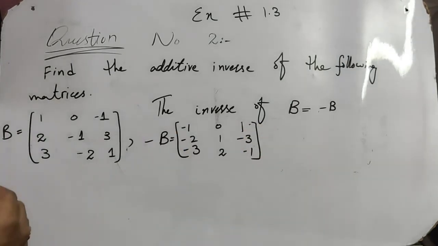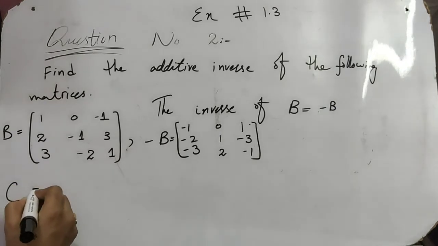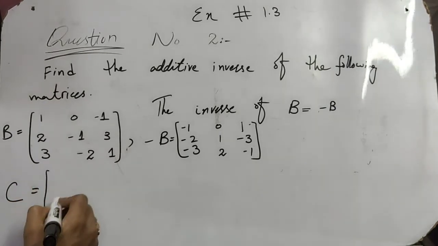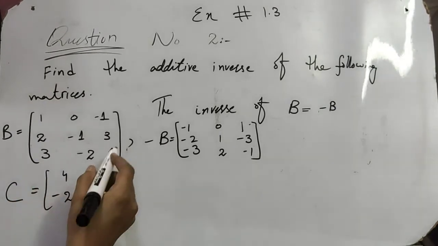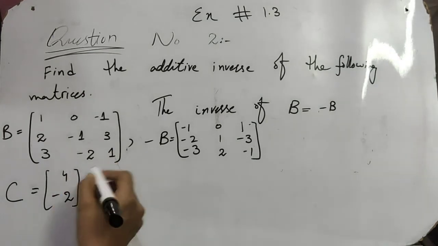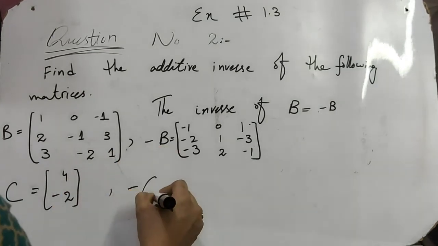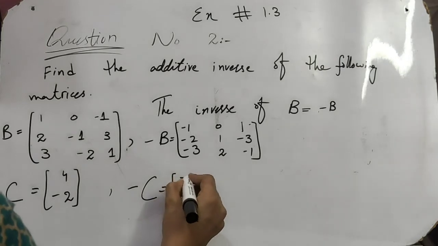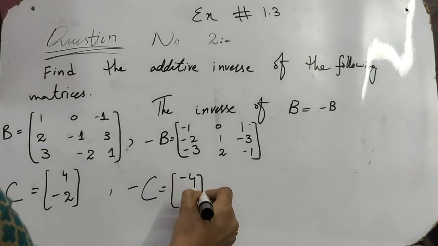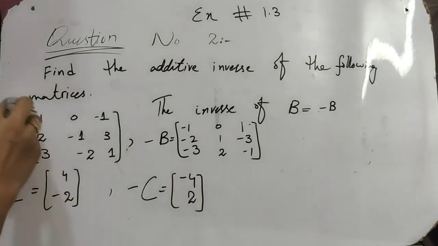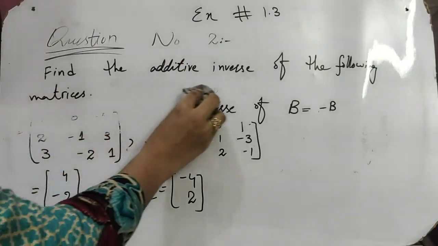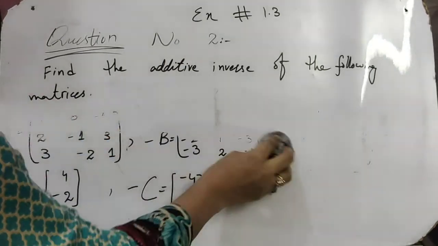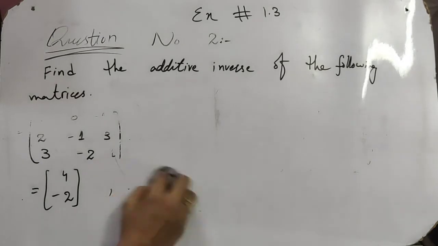Now the next part is C, and C is equals to 4 and minus 2. The inverse of C is minus C, which will be equals to minus 4 and 2. Okay, now we will move to the next part of question number 2.